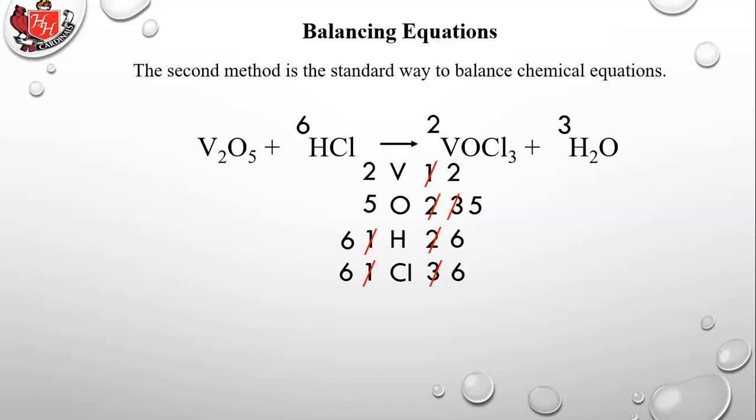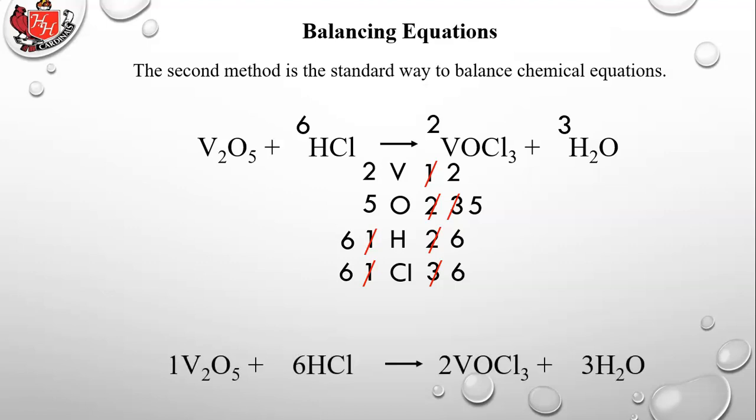So now we can go ahead and rewrite that equation. If you were doing this on paper, you would just erase those coefficients up above and stick them in front of the compound. So we have 1V2O5. Again, I do want you to write coefficients of 1. We have 6HCl, 2VOCl3, and 3H2O. And that takes care of our lesson on balancing.